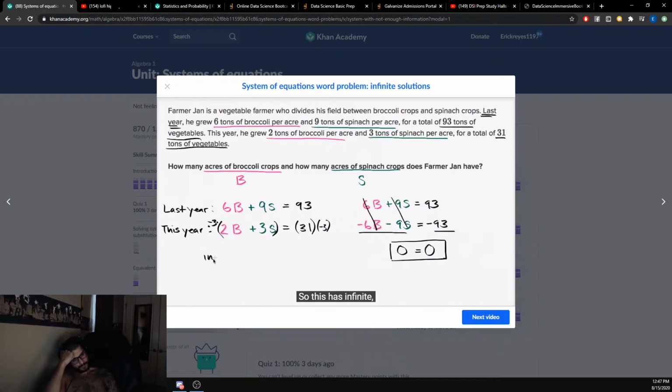So this has an infinite number of solutions. So one way we could think about it is, these two constraints, they're not giving us enough information. There's an infinite number of B and S combinations that would satisfy these equations. So they're not giving us enough information to say exactly what B and S are.